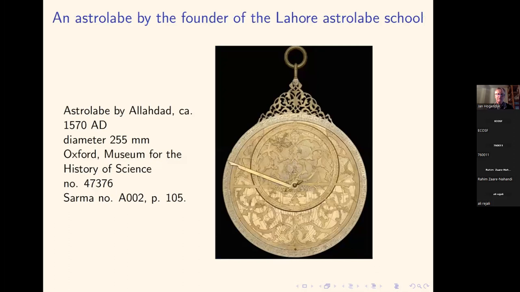The founder of the Lahore Astrolabe School, his name was Al Ahdad. He started his work around 1570 AD. And here we have one of his astrolabes, which is now in Oxford. You also see that the quality of the metalwork is extremely high. This is slightly bigger. It has a diameter of a little bit more than 25 centimeters.